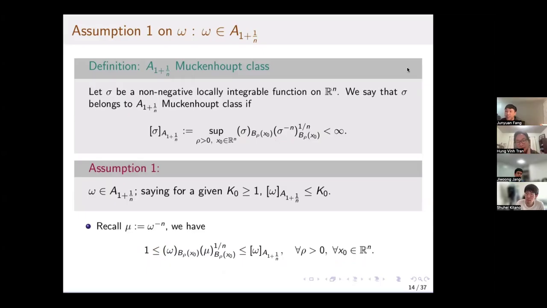Yeah, I have a question. A lot of people are not familiar with the Muckenhoupt class. So what you say is that people only need to remember this inequality, right? They can forget about the definition.